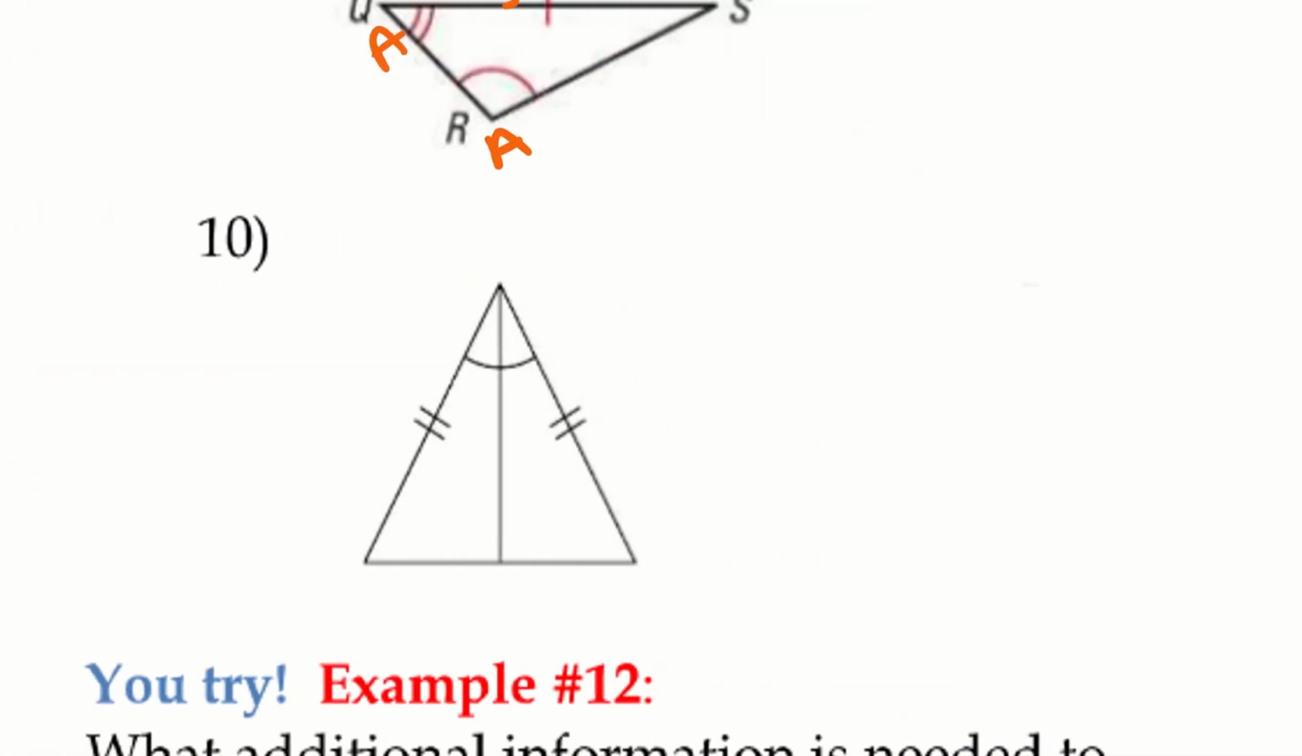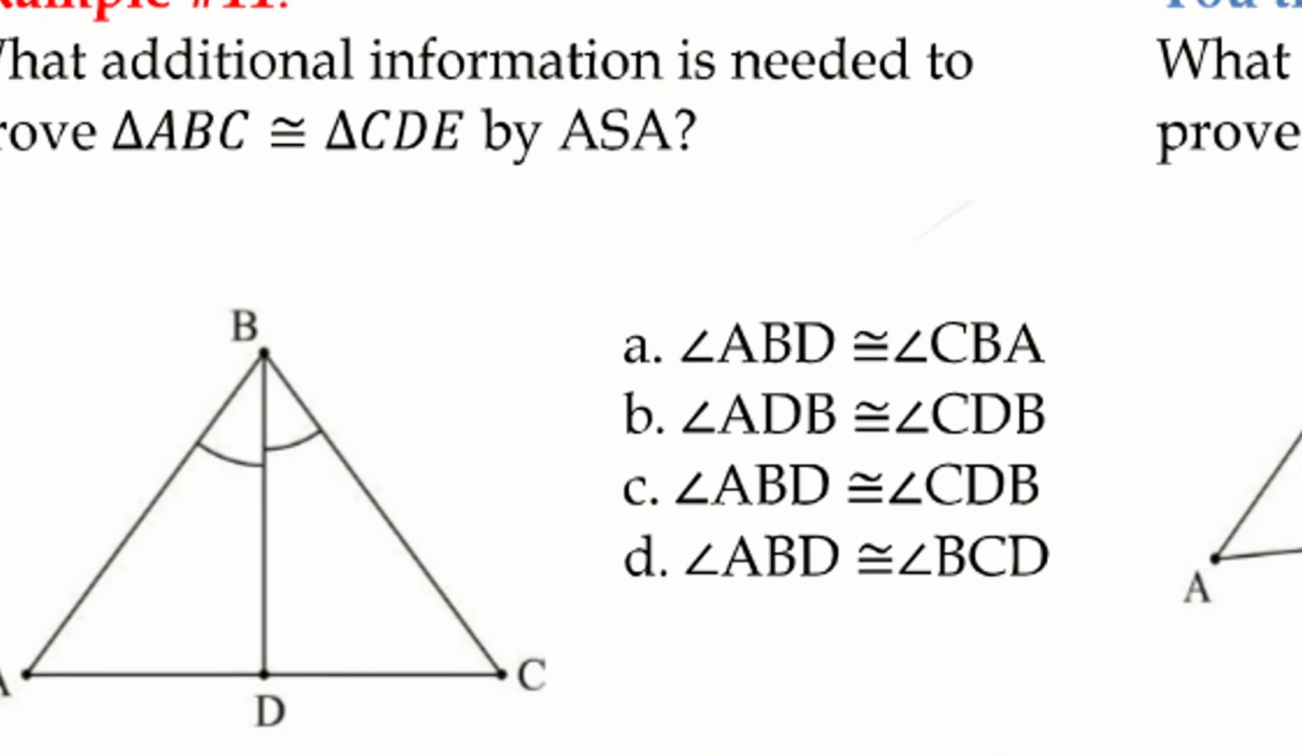Okay, let's take a look at 10. So we have a side and an angle. Okay, well, we can once again use the reflexive property. It's not labeled, but this middle line, right, it's congruent in both triangles, so therefore we have another side. So side, angle, side.